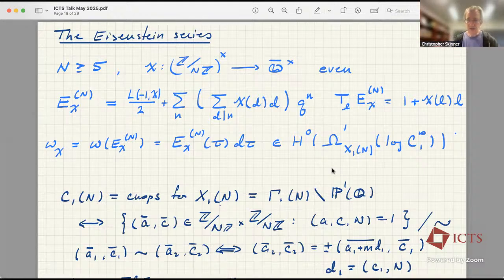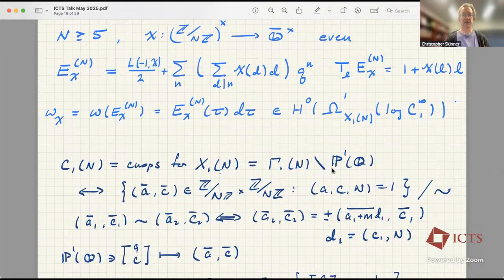It's a holomorphic modular form, and it gives us a holomorphic differential on the open modular curve. So E chi of n tau d tau, tau being the variable in the upper half plane. Or I can think of this as a differential on the closed curve, but with logarithmic poles at the cusps, or at least at the infinity cusps. And I'll call this differential omega chi.